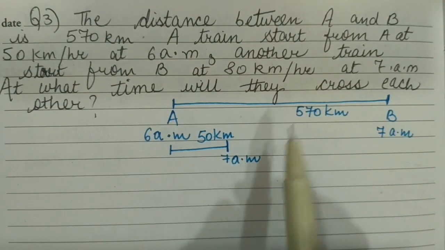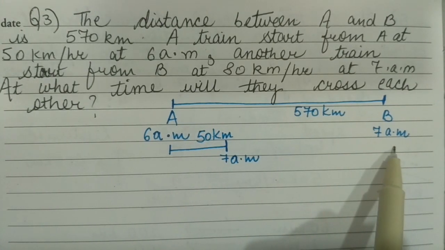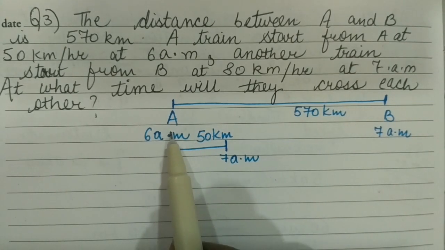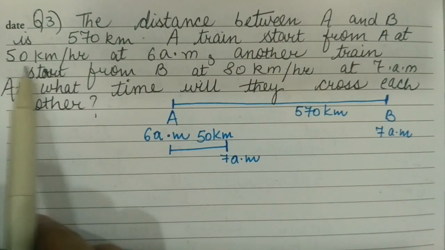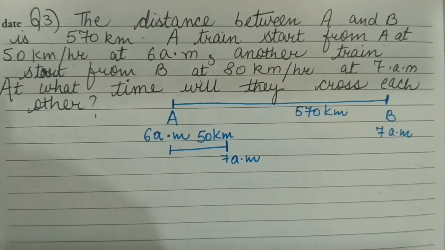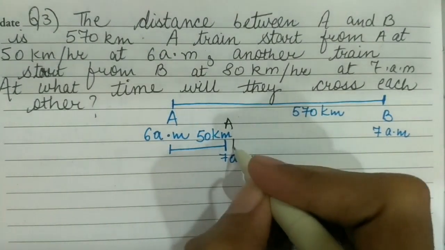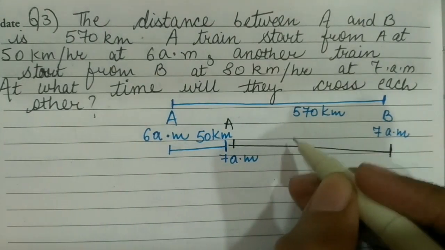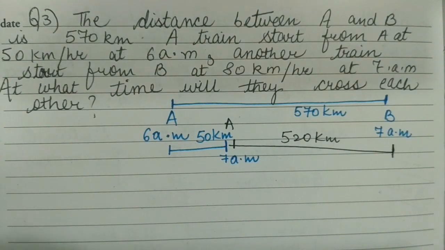The first thing to note here is, one train is starting at 6 am and another is starting at 7 am. So by the time the train B has started, train A has already traveled 50 kilometers because its speed is 50 km per hour. So distance traveled in 1 hour will be 50 kilometers. So at 7 am, train A will reach here. The distance that both the trains will now have to cover is 570 minus 50, that is 520 kilometers. Now observe.